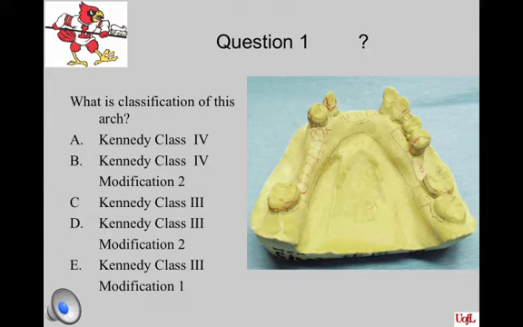Which definition of Kennedy classification does this arch meet? It's a unilateral edentulous area with teeth remaining both anterior and posterior to it. That's our classic definition of the Kennedy Class 3. How many other edentulous areas are there in the arch? There are 2. Therefore, this is a Kennedy Class 3 modification 2. Note that the classification is in Roman numerals.